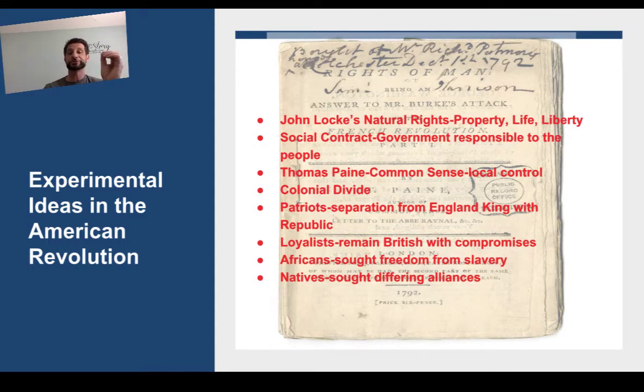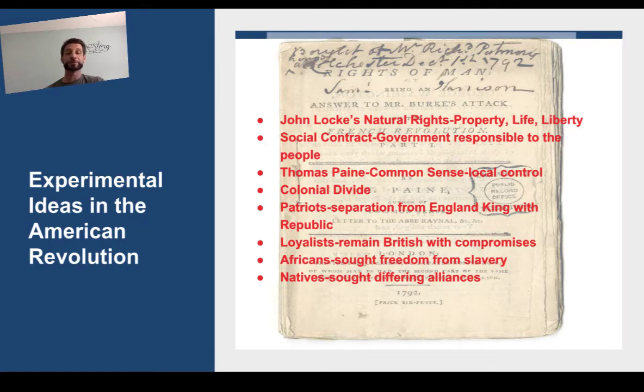Thomas Paine argues even more so. I mean, this becomes a really powerful argument. In the midst of the American Revolution, he argues in the pamphlet Common Sense that the best way to achieve actual empowerment of the people is through local control. No longer should we be controlled by a government that's 3,000 miles away from us. So this leads into a colonial divide.